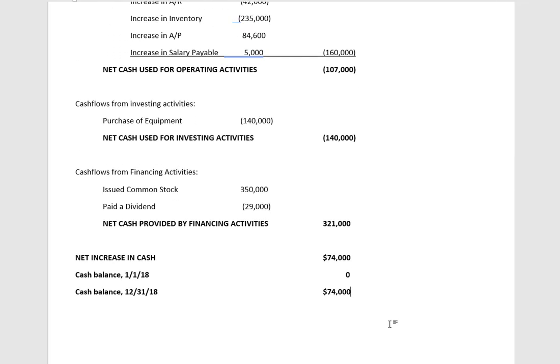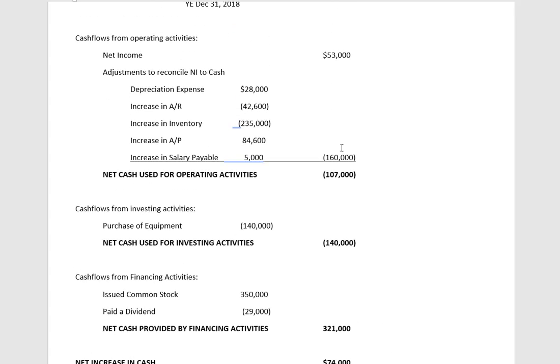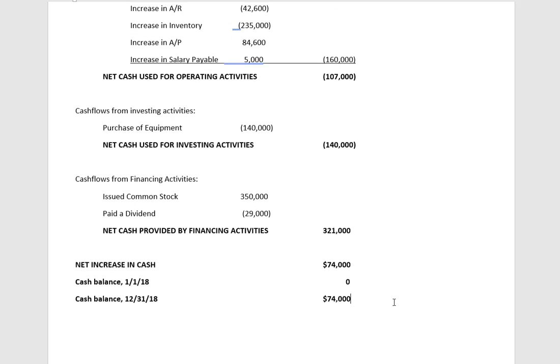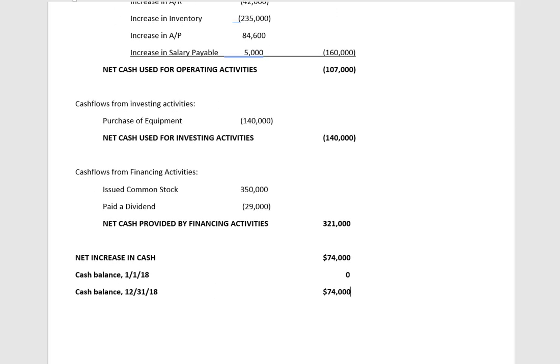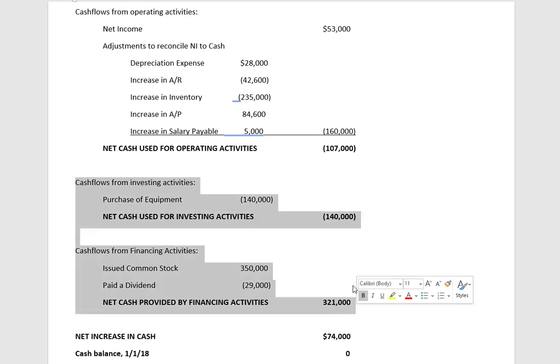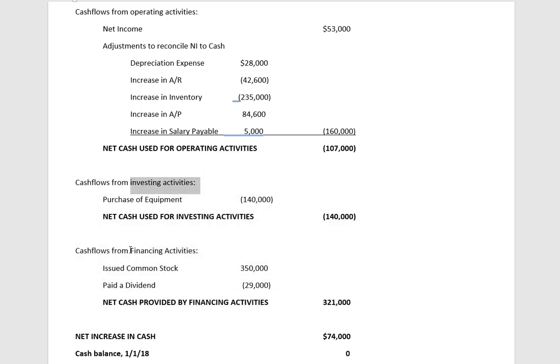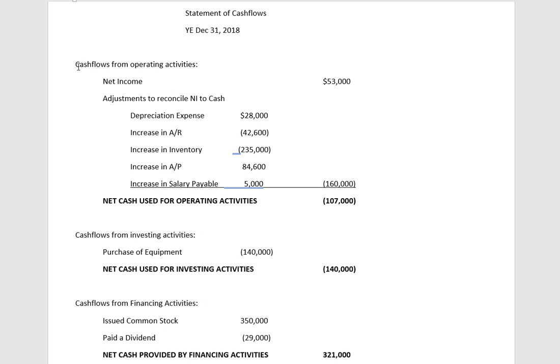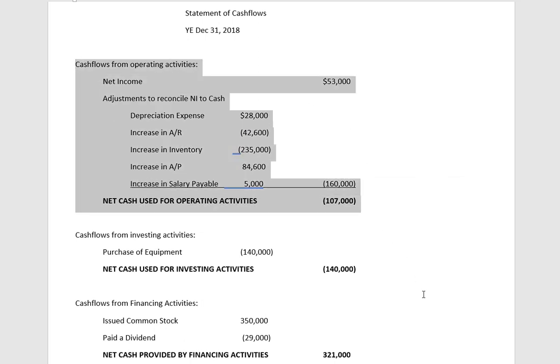This is the key takeaway from this chapter. So please make sure you do not leave this chapter without clearly understanding this. Okay, so as always, feel free to reach out with any questions. Again, you'll have a problem as well to do the direct method. I think the direct method is much more straightforward, especially if you've mastered this. And remember, for the direct method, cash flows from investing activities and cash flows from financing activities are the same. It's only this cash flows from operating activities that differs.